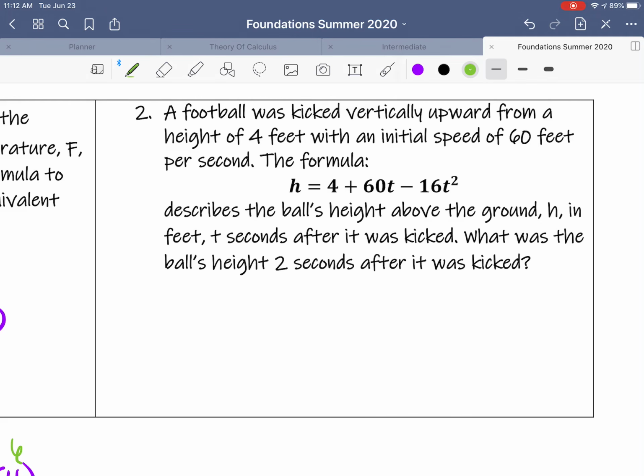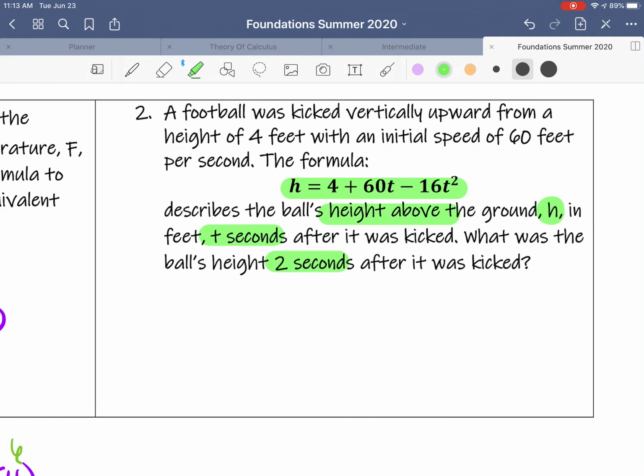Okay, another one. A football was kicked vertically upward from a height of 4 feet with an initial speed of 60 feet per second. This formula is what we need to focus on. Lots of words, but this is what we're focusing on. Describes the ball's height above the ground, h, in feet, t seconds after it was kicked. What was the ball's height 2 seconds after it was kicked?